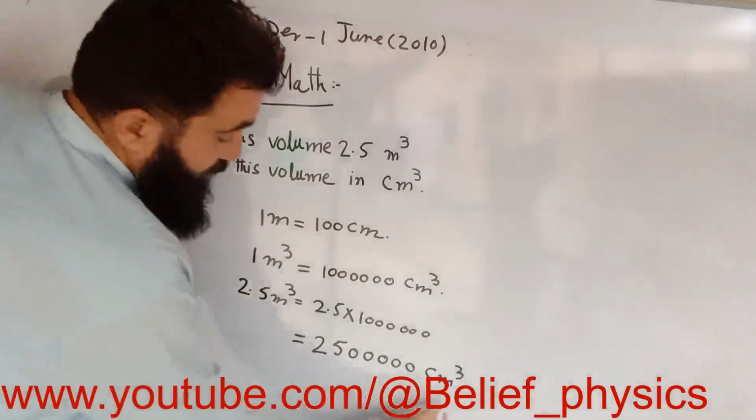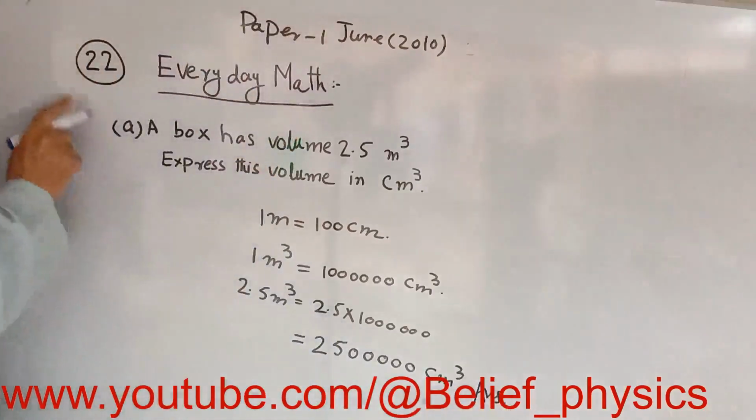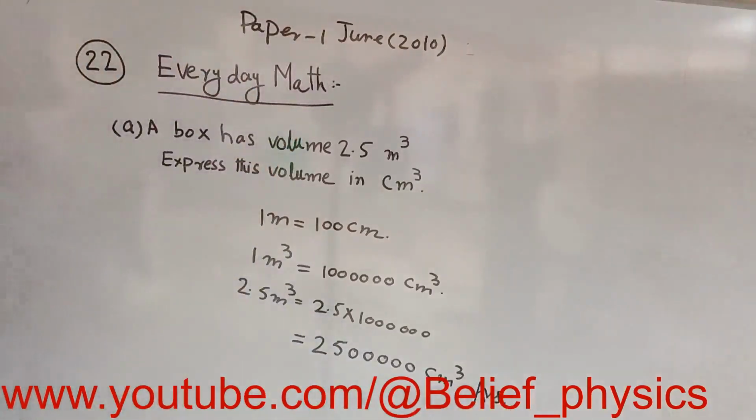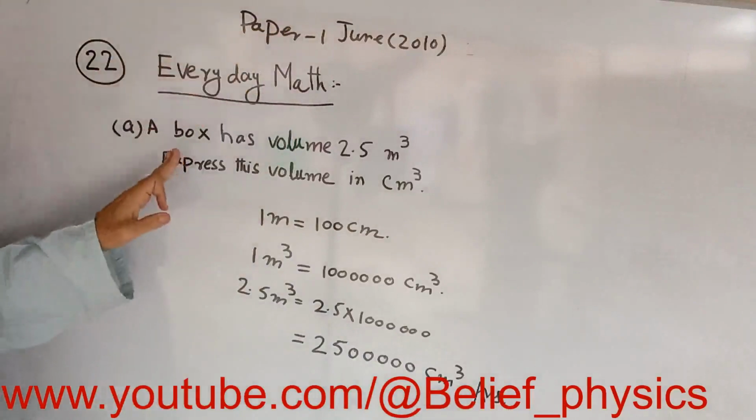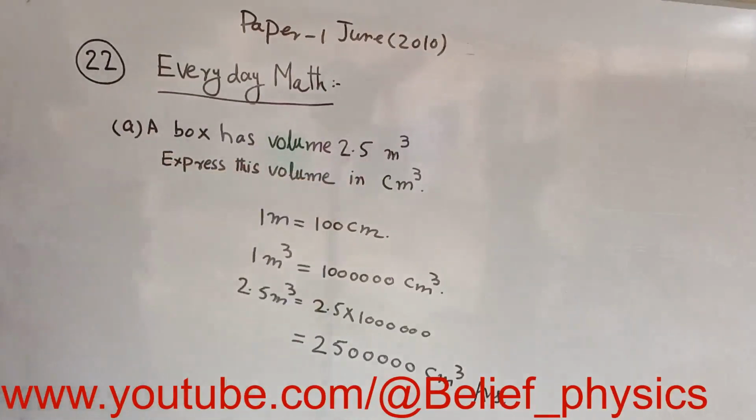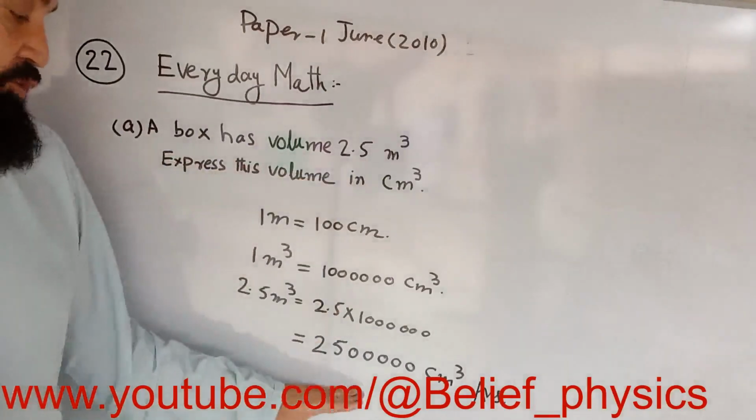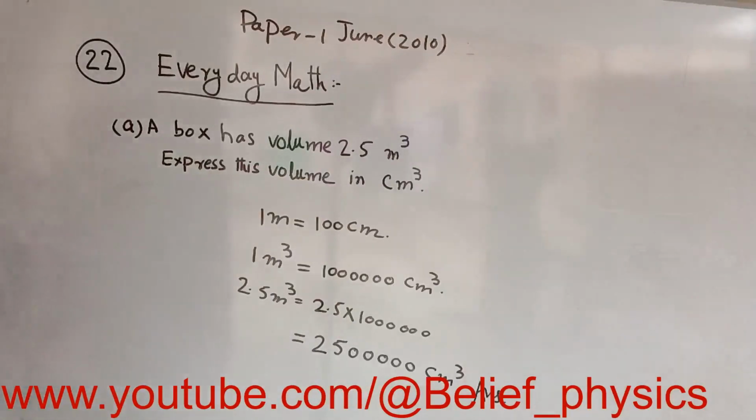So 2.5 meter cube is equal to 2,500,000 centimeter cube, and this is the answer of part A of question number 22 about everyday mathematics from Paper 1, June 2010, in which we had to convert 2.5 meter cube into centimeter cube. The answer comes out to be 2,500,000 centimeter cube.